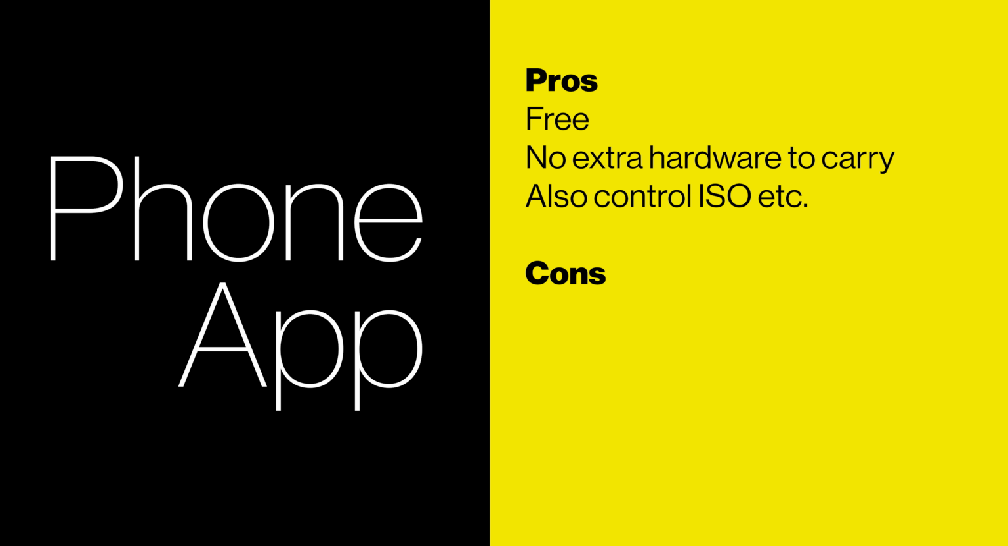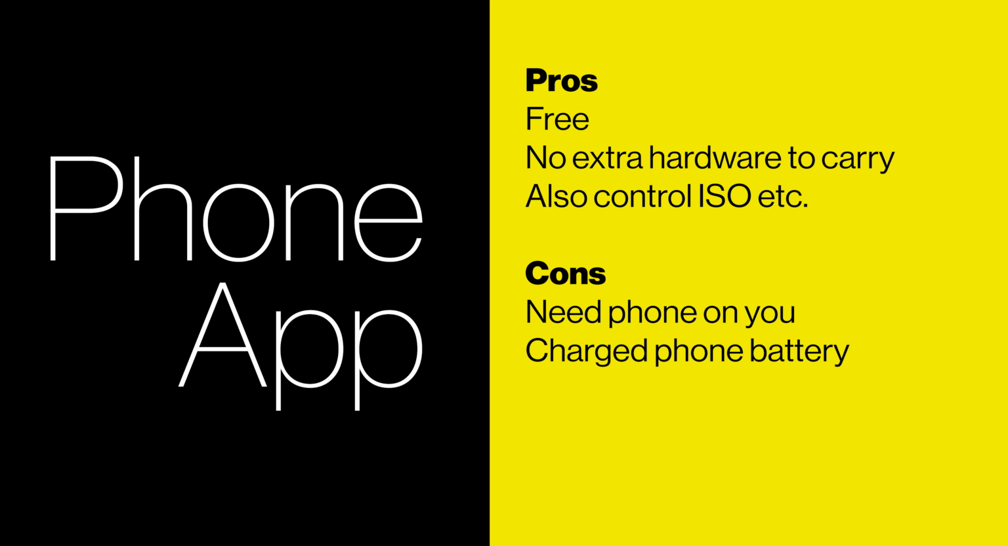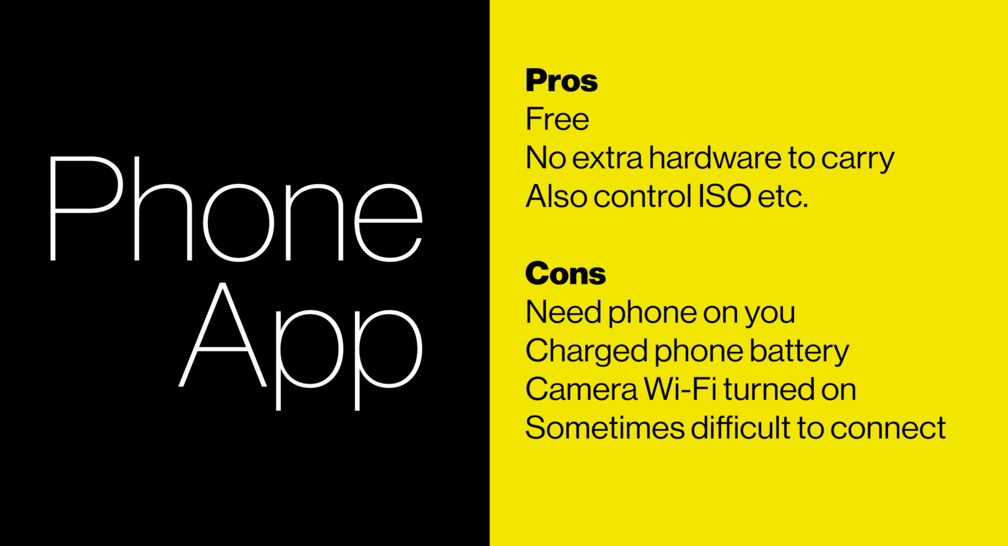When it comes to cons, obviously you're going to need your phone on you, and you're also going to need a charged battery in your phone to be able to use the app. You're also going to need Wi-Fi turned on the camera. This might use up your battery more quickly. And as you saw, sometimes it's a bit hard to get the actual Wi-Fi connection set up between the phone and the camera. It's a bit flaky sometimes, and it can be a bit of a faff.